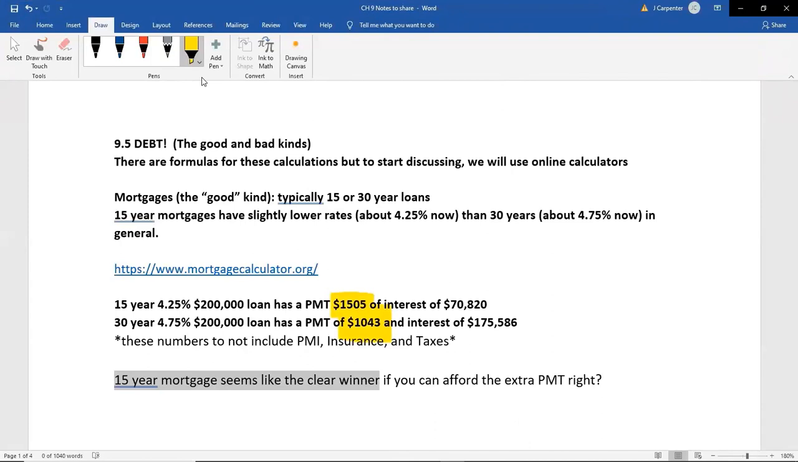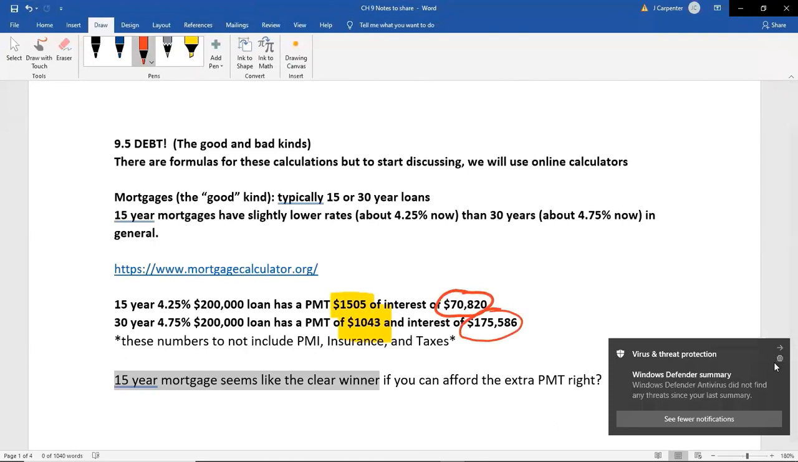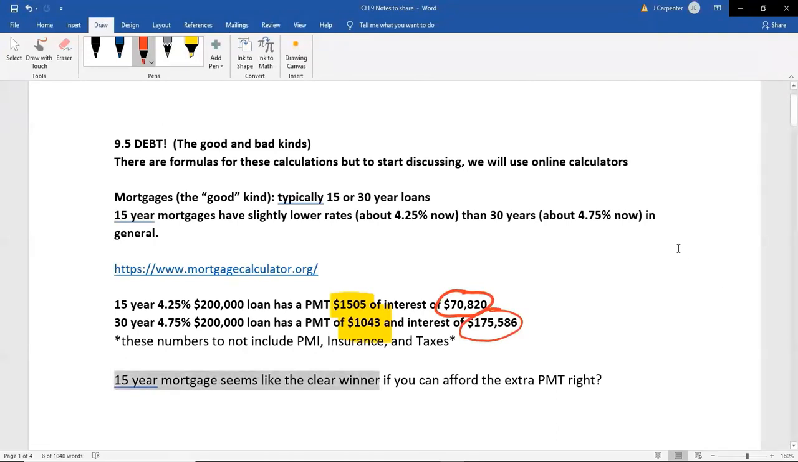And I'm going to take that loan because I'm a long-term thinker. And the long-term thinker says, over the 15 years, I'm going to pay 71 grand rounded in interest to the bank. Whereas the 30-year loan pays $175,000 in interest to the bank. So the long-term thinker says, I'm going to pay $100,000 less for this home over the long term. That's what I mean by the 15-year mortgage seems like the clear winner.